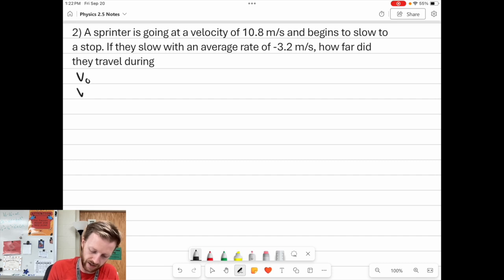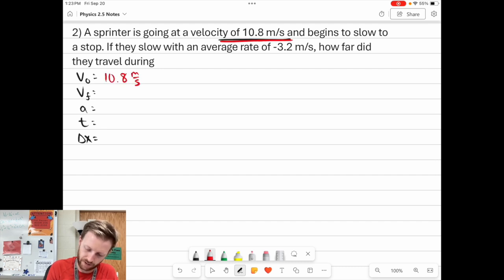Kinematics problem. Going to immediately write out everything and start identifying my variables. So going at a velocity of 10.8, that's going to be my initial velocity. It's going to slow to a stop, so that would mean my final velocity is going to be 0 meters per second, and I have an average rate of 3.2 meters per second squared. There are my knowns. How far did they travel? Well, that's going to be delta x.